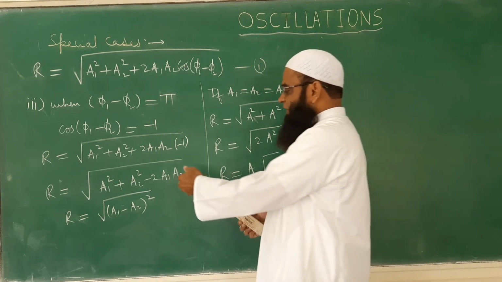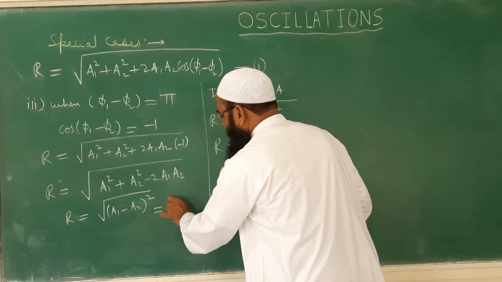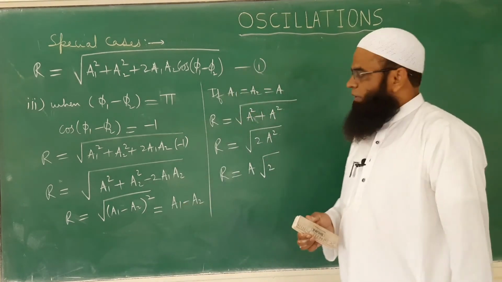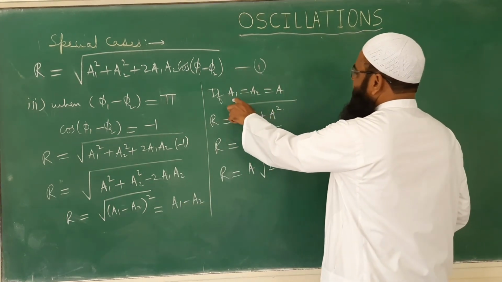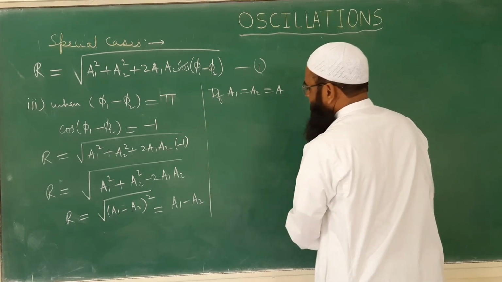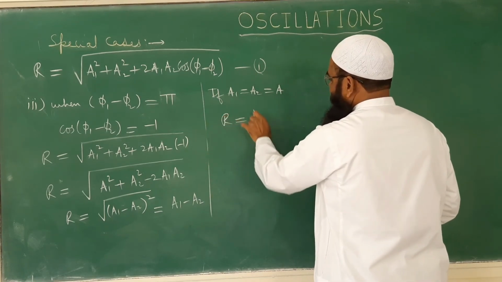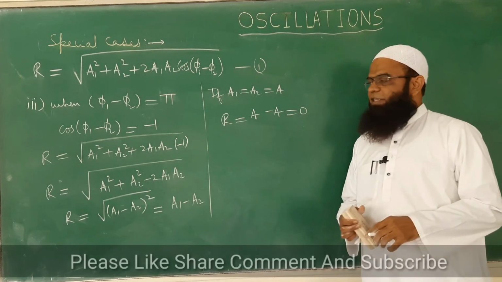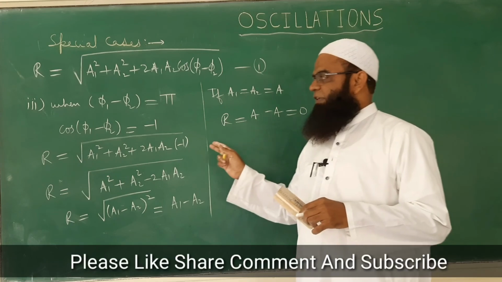If we take the square root of it, then what will we get? r is equal to a1 minus a2. Similarly, if suppose a1 is equal to a2 is equal to a, then r will be simply a minus a, that is 0. So these are the special cases which we have seen.